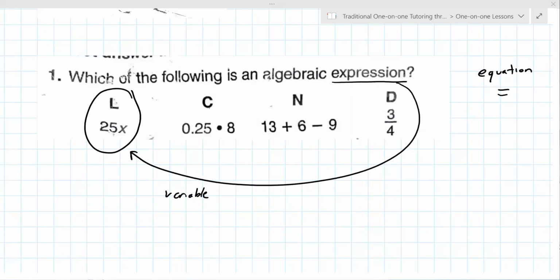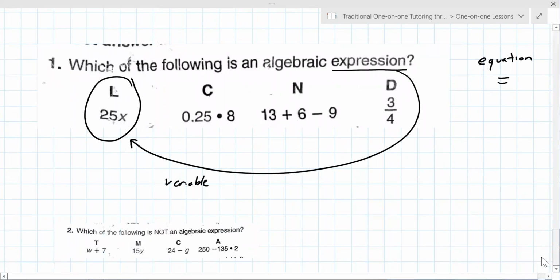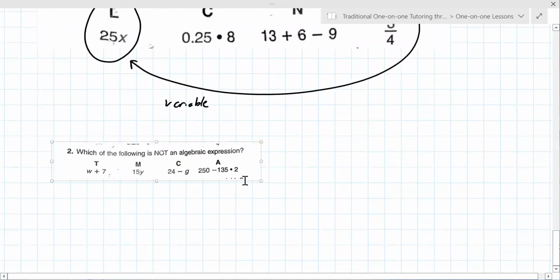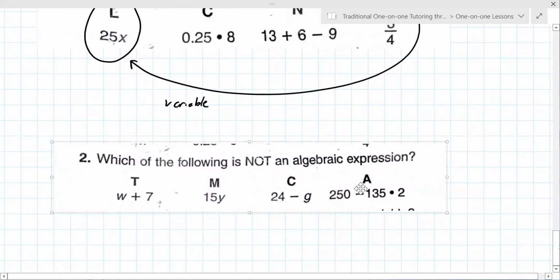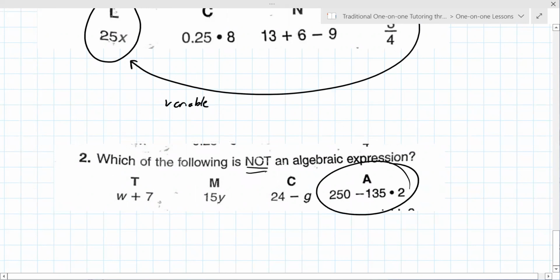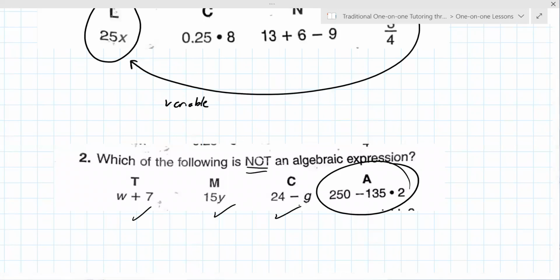Number 2 is the other one. Which of the following is not an algebraic expression? 200 minus 315 times 2. Right. 135 times 2. And it's not because of the same reasons that the previous one is. All the first three have variables in them. The second one reduces down to a number.